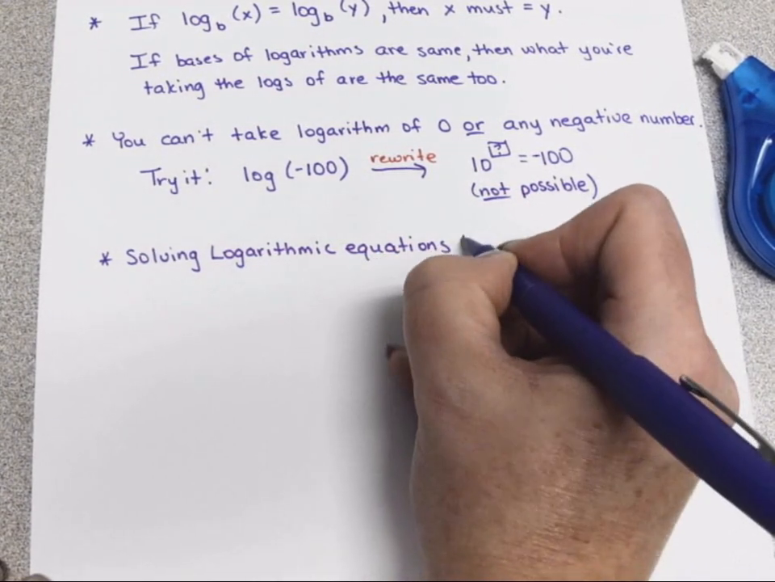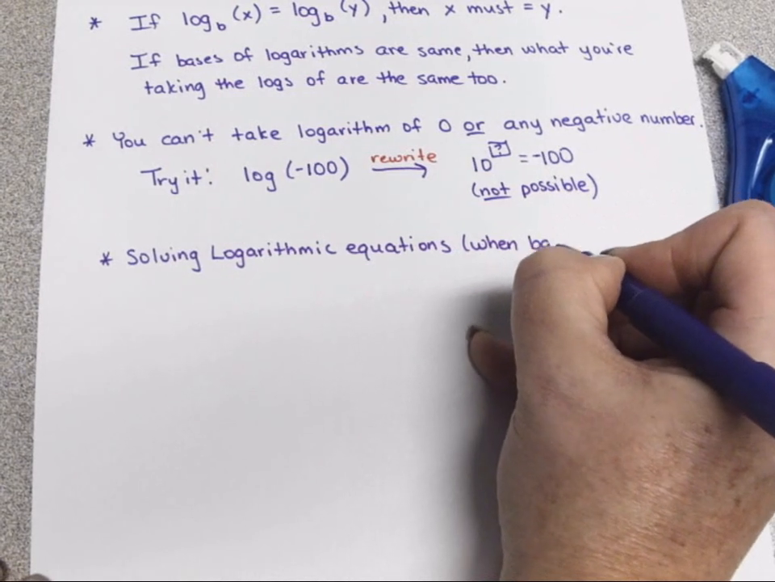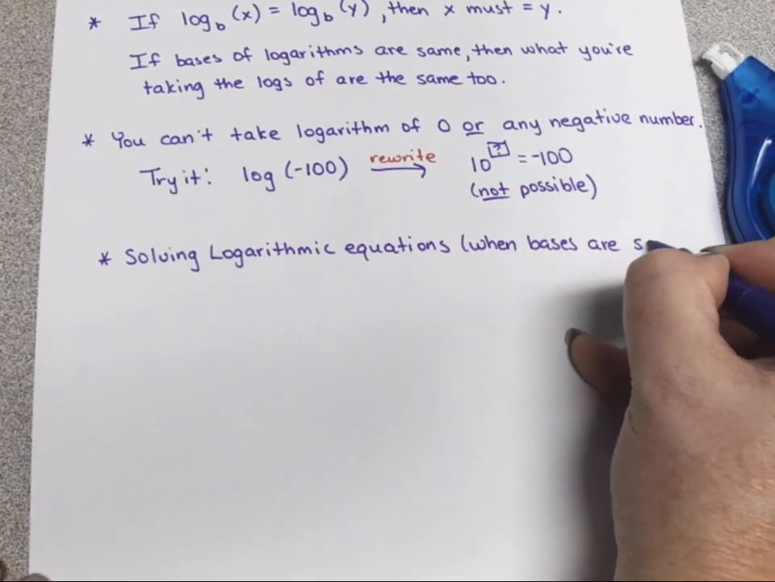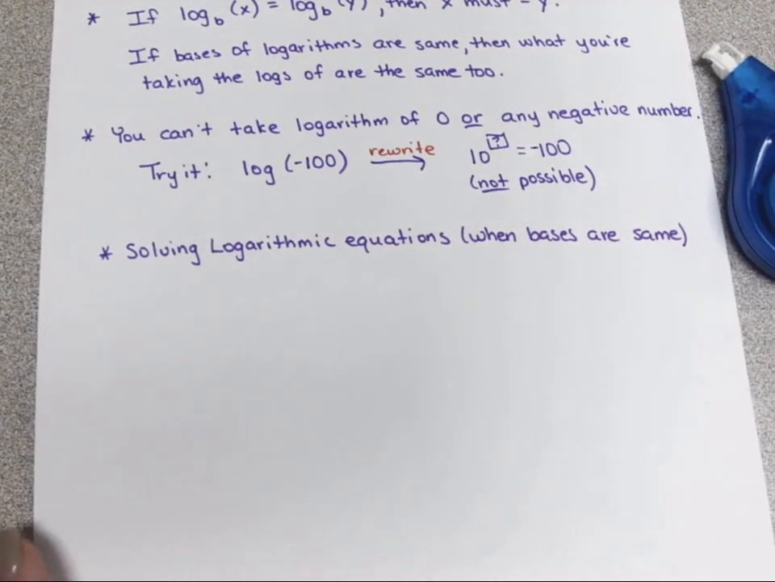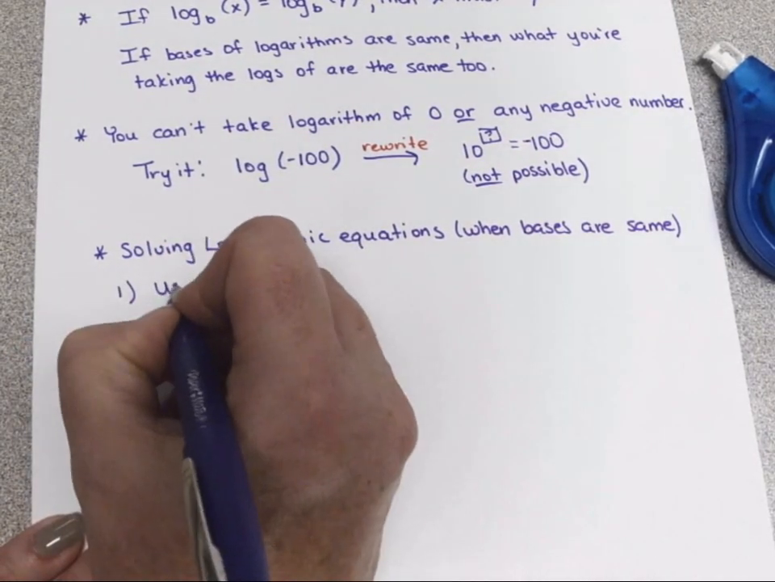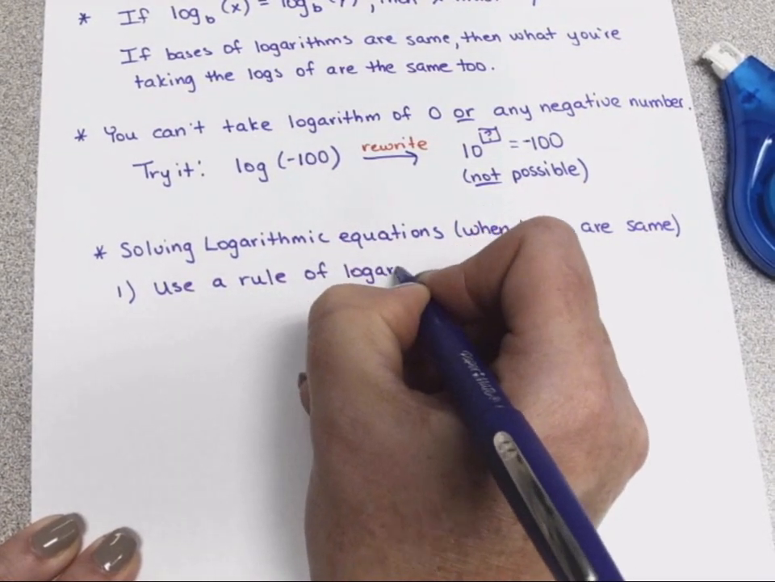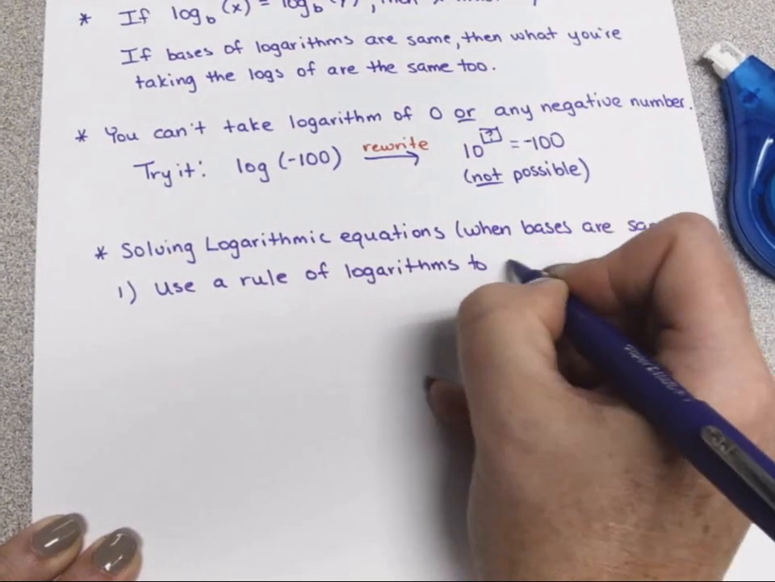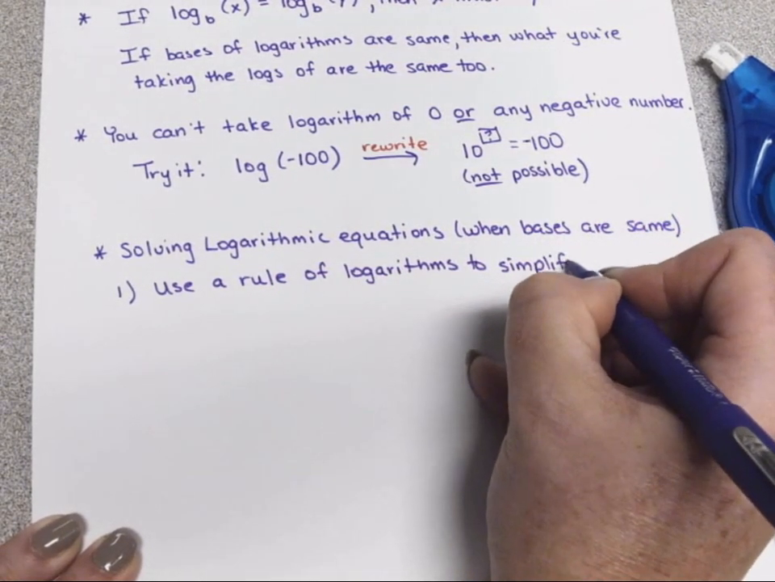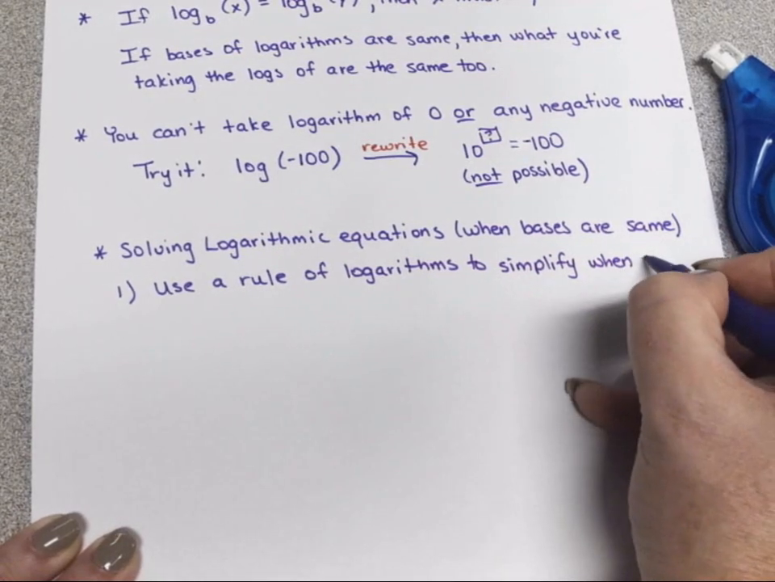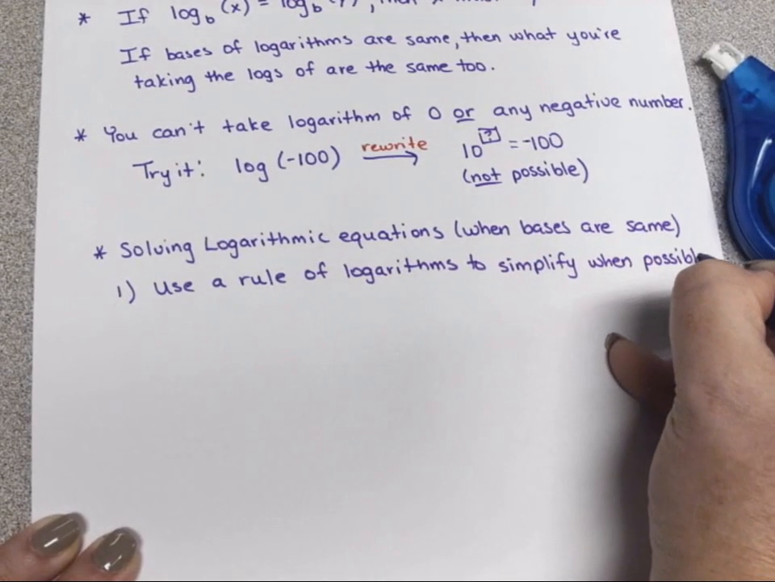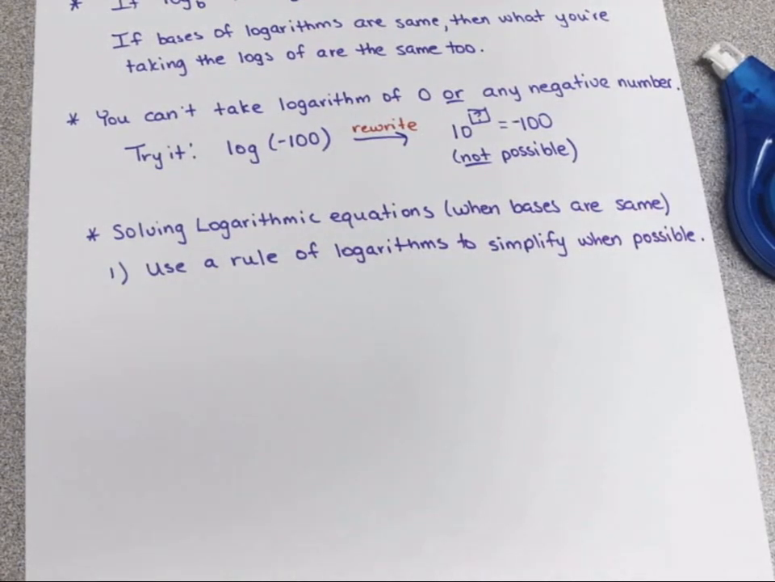So, solving logarithmic equations when the bases are the same. Because by the way, it doesn't work at all when the bases aren't the same. You can't combine them whatsoever. So the first thing is I want you to use a rule of logarithms to simplify when possible. We're going to do some examples of these too. How many rules of logs were there? 3, right? Power, product, and quotient, the same number that there were for exponents. 3 rules.